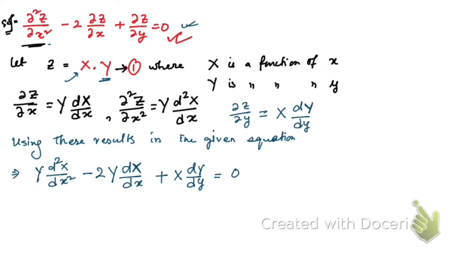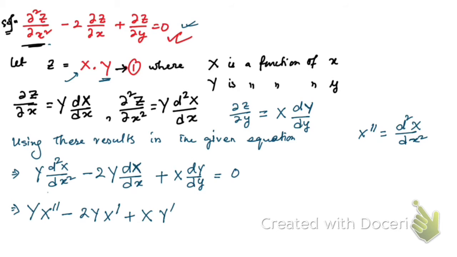So now let me separate the variables. Before that, let me write this equation in this way. You can represent this as X double dash, this as X dash, and this as Y dash, right? So X double dash means the second order derivative of capital X with respect to small x, and X dash means the first order derivative of capital X with respect to small x. Similarly, Y dash is the first order derivative of capital Y with respect to small y. So let us represent it that way, is equal to 0.